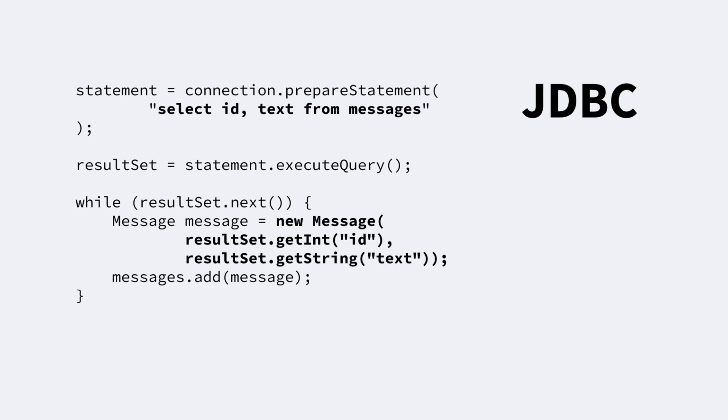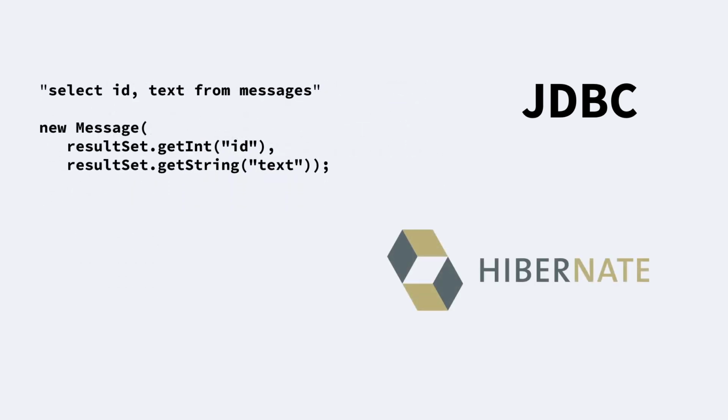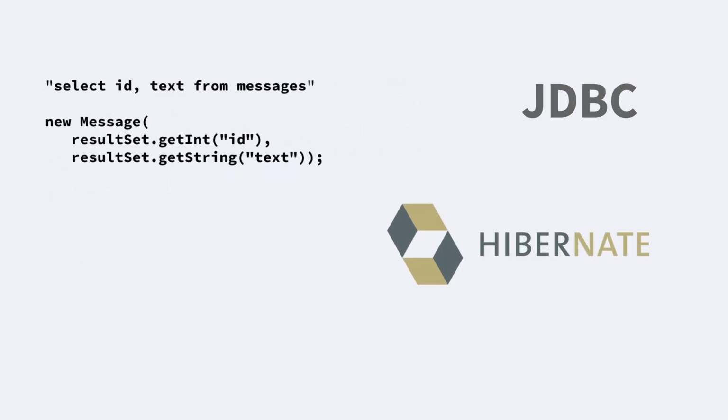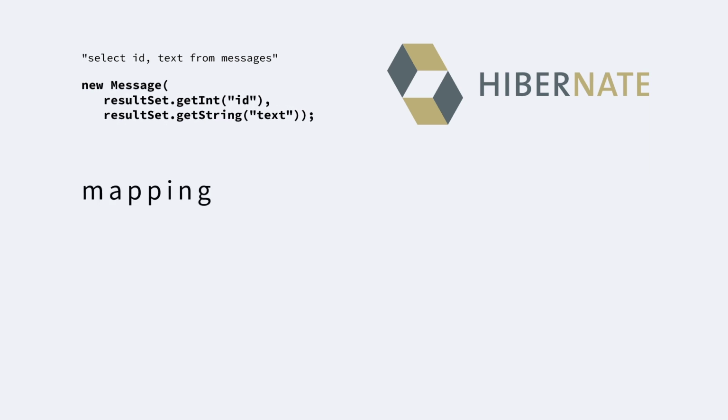Not long after JDBC was introduced, toolkit for working with database, Hibernate, was created. Hibernate was trying to address a couple of issues developers ran into when working with relational databases. To create Java objects from result set, you'd need to explicitly get each attribute. Is there a more declarative way that could be expressed?